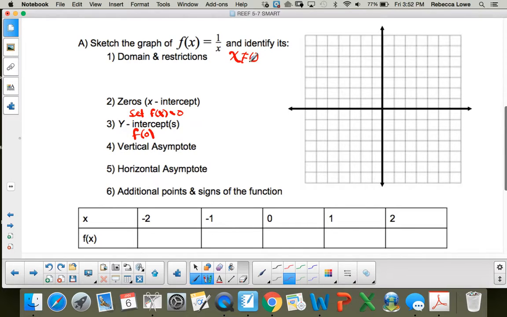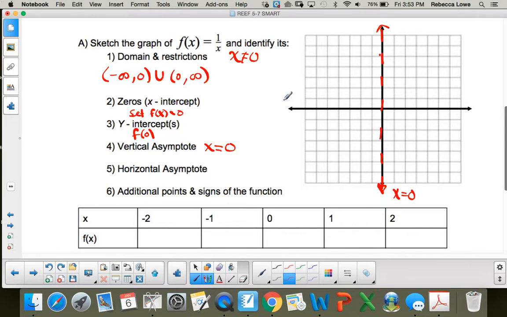Well, the restriction is either a hole in the graph or it's a vertical asymptote. In this case, I know that it's a vertical asymptote. That means it's a value that the function approaches but never touches. So this is the equation of the vertical line, x equals 0, and we use a dashed line to show that it's a vertical asymptote. So the domain will take on all values except the number 0, and we could write that using interval notation.